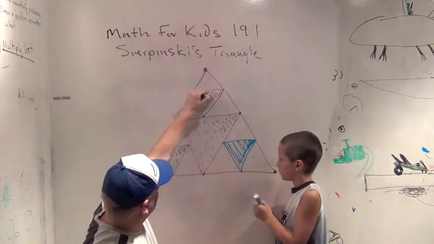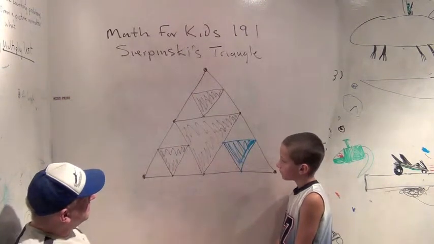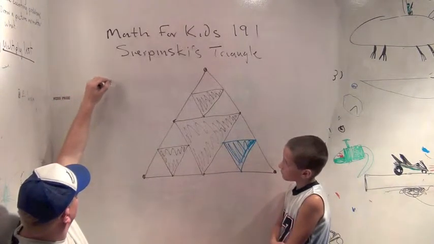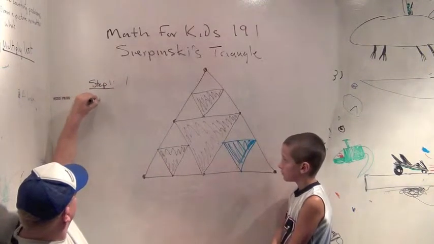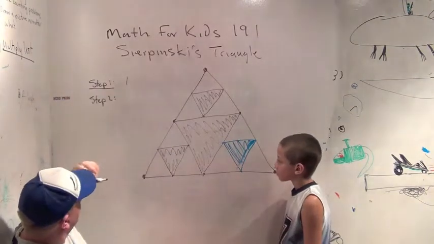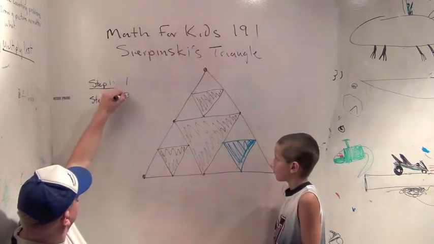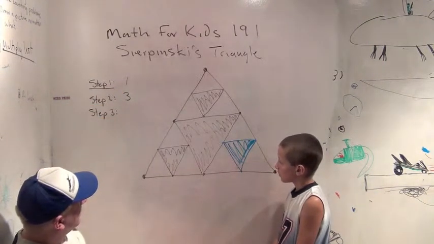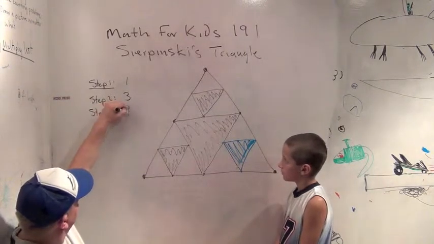All right, well that's pretty neat. So now we have a new shape, and I have an idea. Let's count the number of triangles we had at each step. Step one, we had just one triangle. The big triangle, right? Step two, how many of the white triangles did we have? We had 3. After step 3, how many of these white triangles do we have? 9. Okay, so do you see a pattern: 1, 3, 9?